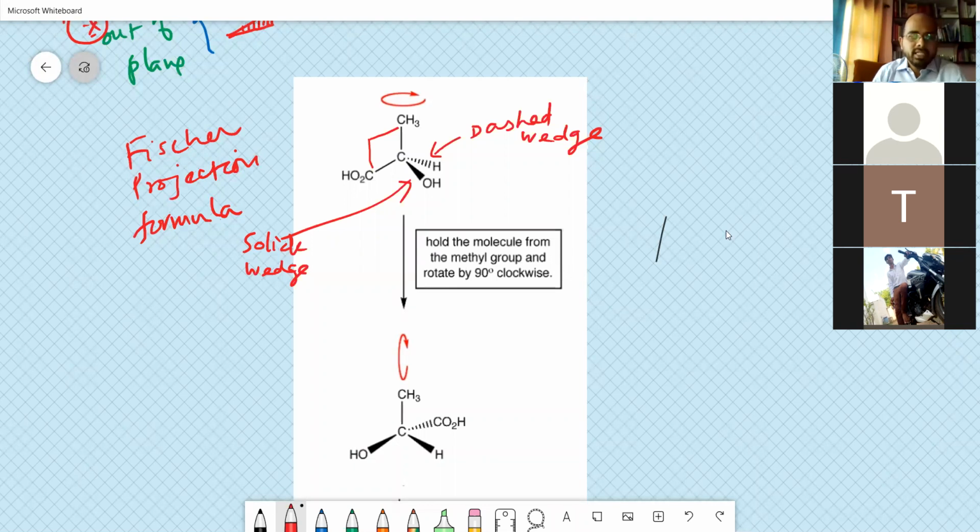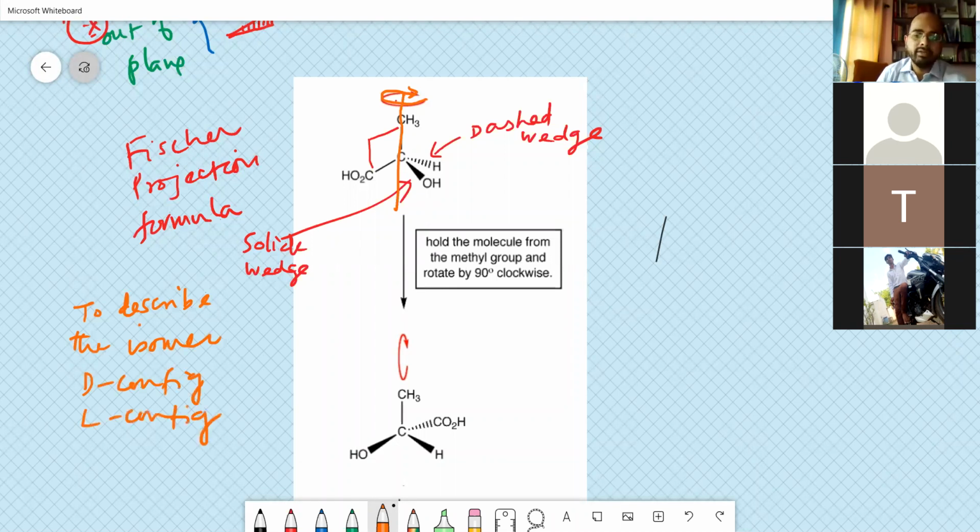So here is an axis with which we are just weaving the molecule, weaving the plane. So the molecule rotates along this particular plane. Now, to write the Fisher projection formula, we have to take up certain measures. Why we take certain measures is that we have to describe the isomer, whether the isomer is D configuration or L configuration. In carbohydrates, they have studied the D configuration and L configuration.